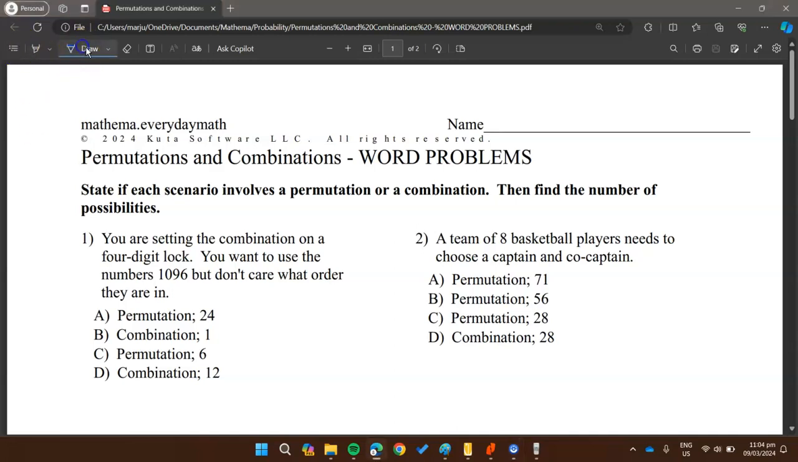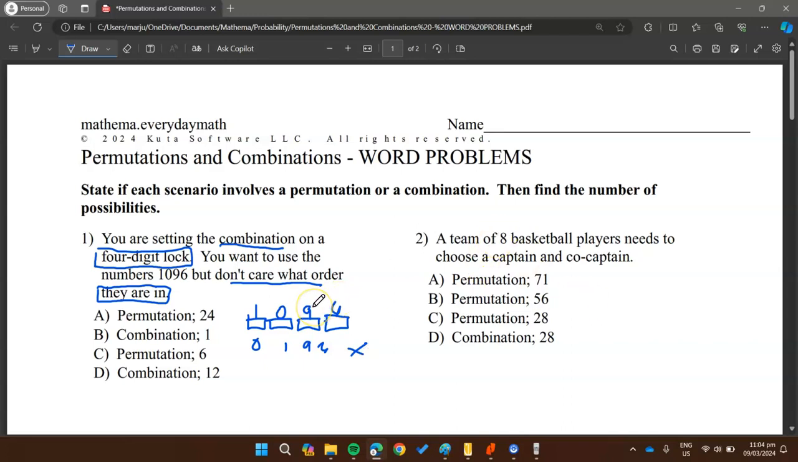Now, this question is a bit tricky because of the word combination and don't care what order they are in. Most people would say this is a combination problem, but in reality, this is actually a permutation problem. Why? Because again, remember, this is a 4-digit lock. So if you have a 4-digit lock, remember again, order does matter. Alright? If the first digit is 1, 0, 9, 6, you cannot open this lock if you input 0, 1, 9, 6. Alright? You cannot do that.